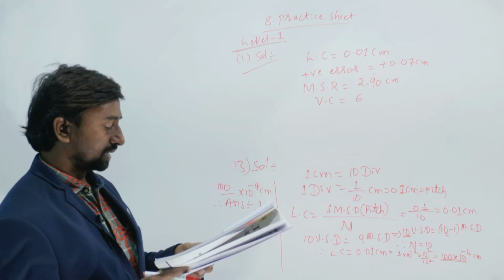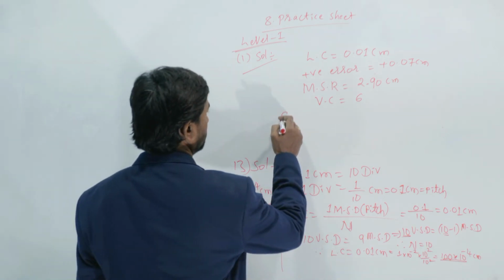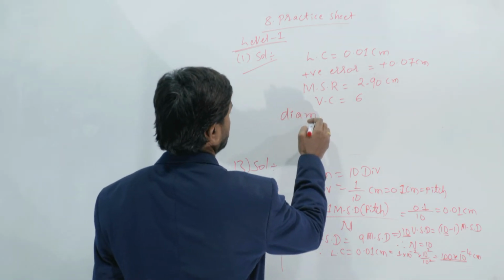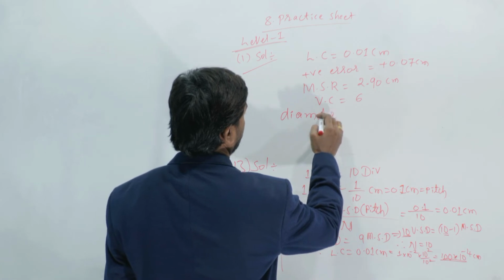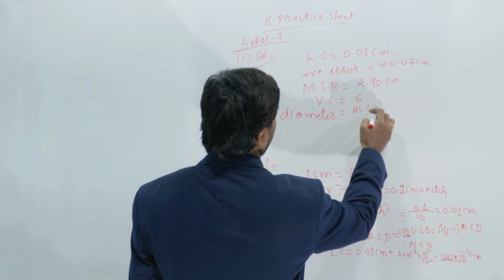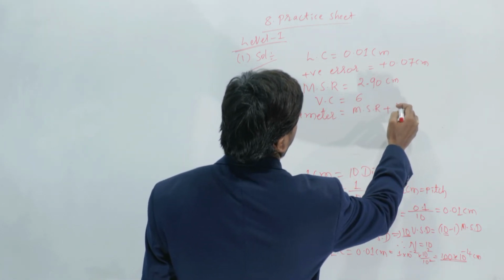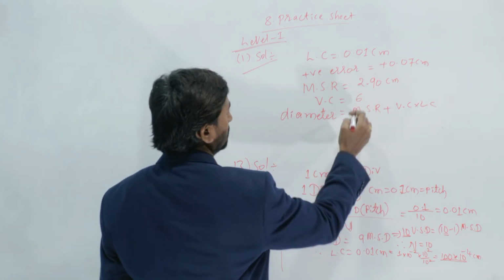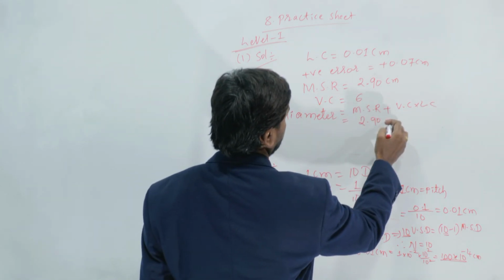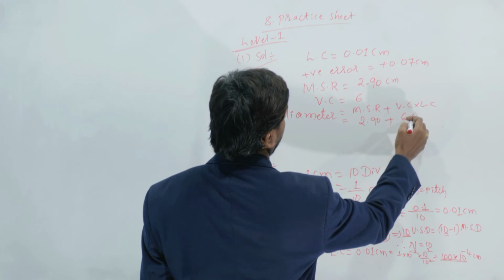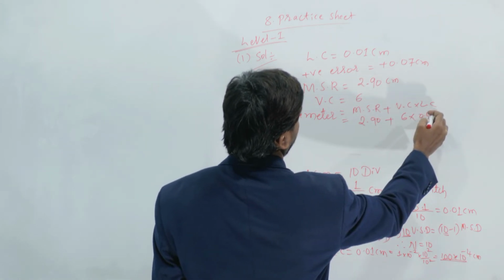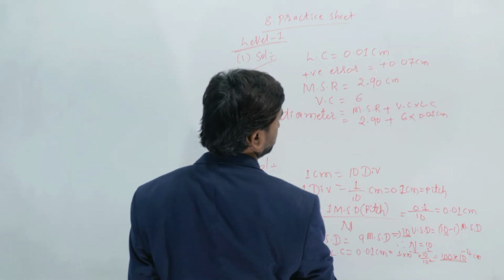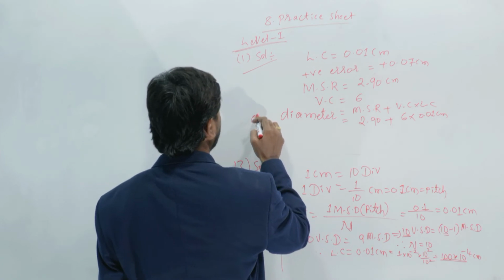So we will get the diameter first. Diameter is the length. Diameter is equal to MSR plus VC into least count. MSR value we can write here as 2.90 centimeters. VC is 6 and least count is 0.01 centimeter. So this is the observed diameter.